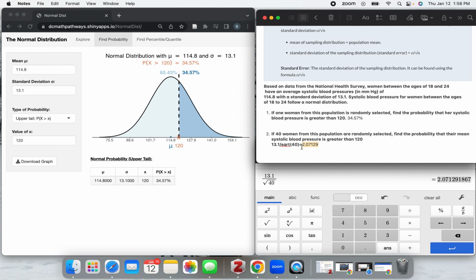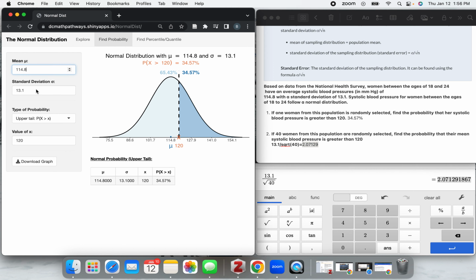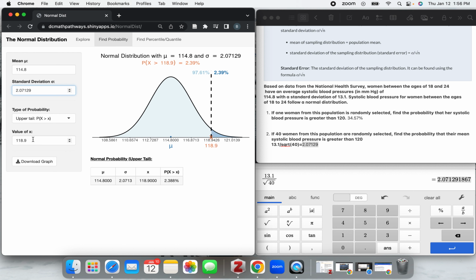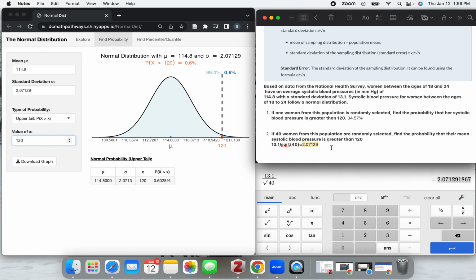And we're going to put this in as our new standard deviation, because this is our standard error. And we are still looking for greater than 120. And we get a 0.6% chance.